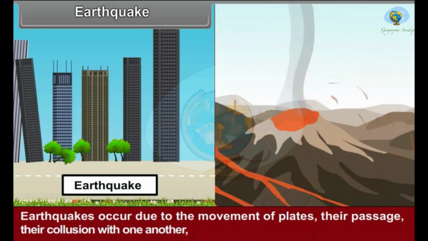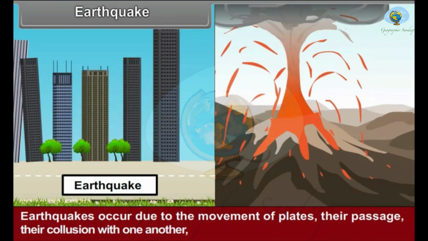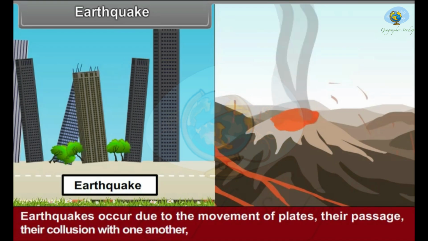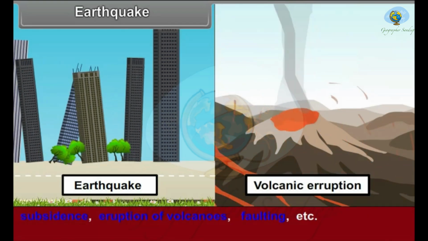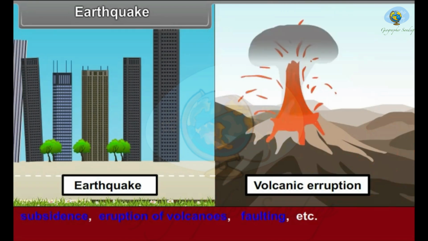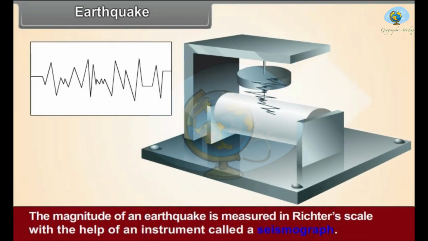Earthquakes occur due to the movement of plates, their passage, their collision with one another, subsidence, eruptions of volcanoes, faulting, etc. The magnitude of an earthquake is measured in Richter scale with the help of an instrument called a seismograph.